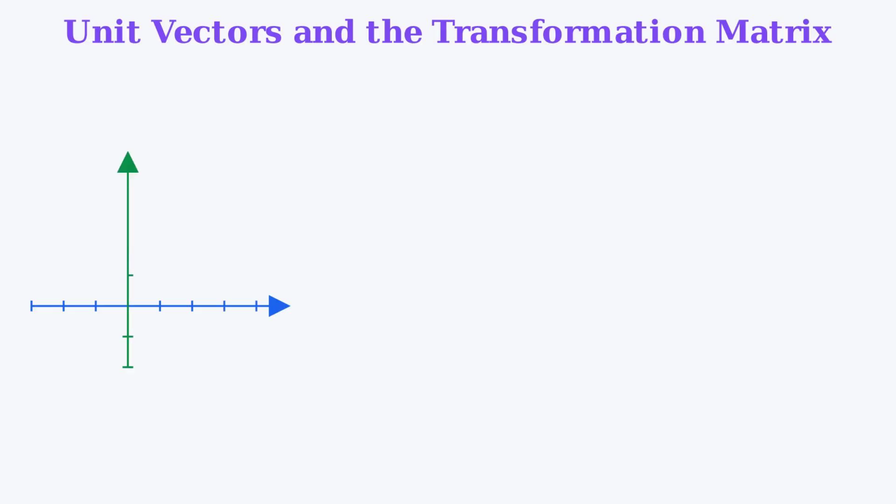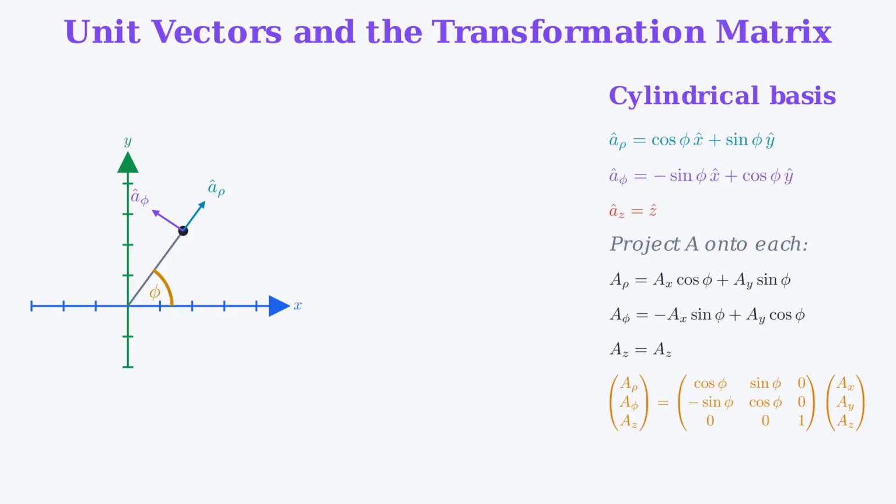Before we start plugging in numbers, let's see where the formulas come from. Remember, the cylindrical unit vector a rho points radially outward in the xy plane. In terms of Cartesian, a rho equals cosine phi times x hat plus sine phi times y hat. The tangential unit vector a phi equals minus sine phi times x hat plus cosine phi times y hat. And a z is the same z hat.